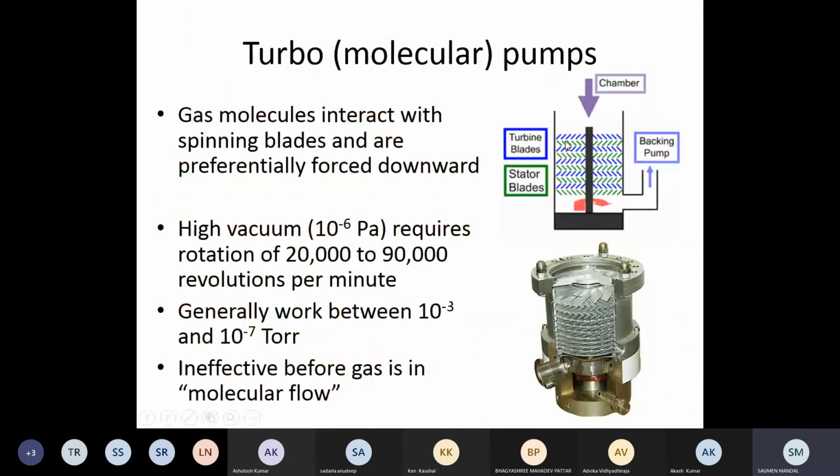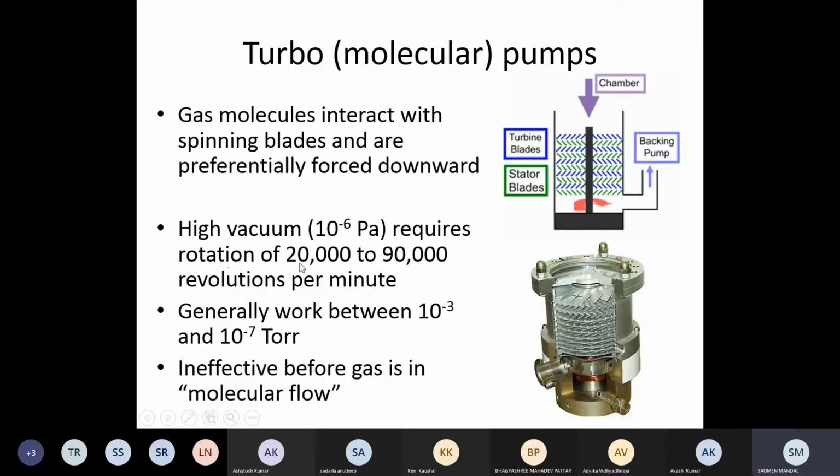In this turbomolecular pump, gas molecules interact with the spinning blades and are preferentially forced down. It depends on how the blade arrangement is. If the molecule hits the blade, it will be forced down.